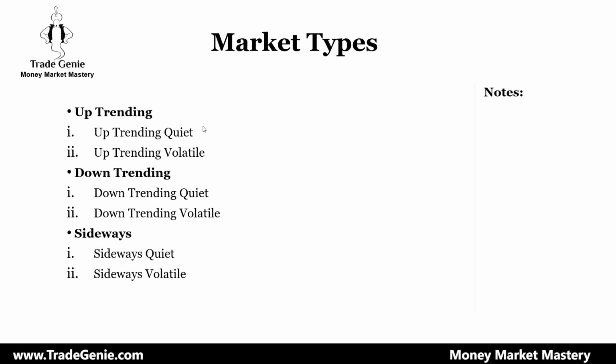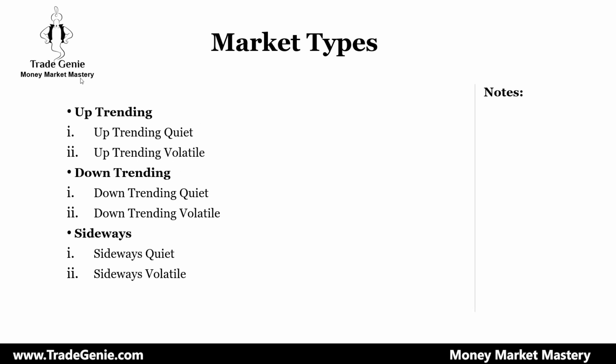So it means there are six kinds of markets here: uptrending quiet, uptrending volatile, downtrending quiet, downtrending volatile, sideways quiet, sideways volatile. I do further analysis and have two more categories of volatility, which I call normal and very volatile, but that's too detailed. But I define it and I read it. So quiet, normal, volatile, very volatile, four kinds.